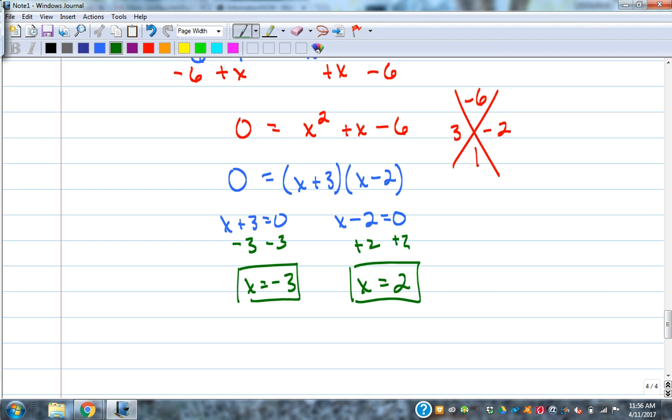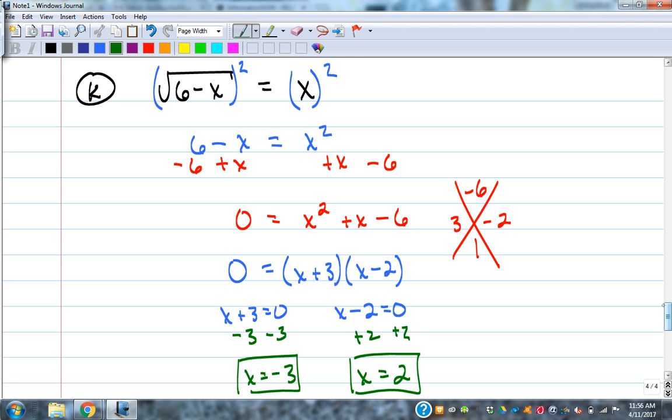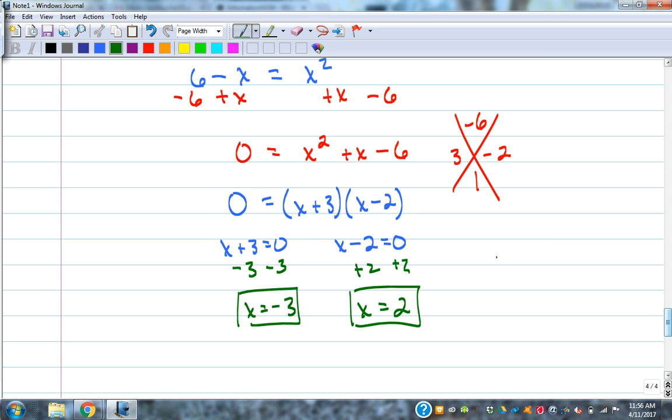Now, this one's a little different because I got two answers to a problem that originally did not have x squared in it. So I need to check to make sure both of those work. Technically, you should check every problem and plug your answers back in and make sure they work. But for this one, we need to check them for sure. So if I plug in, I'm going to do the 2 first. In the original problem, 6 minus 2 would be the square root of 4. Is the square root of 4 equal to 2?